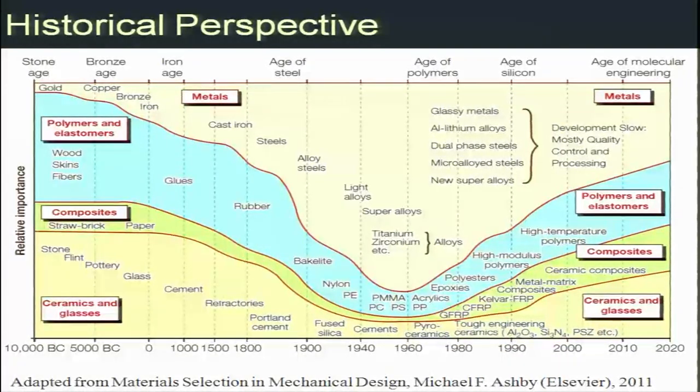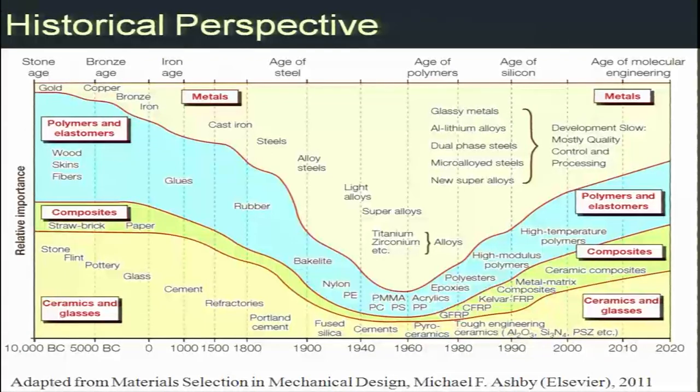Earlier we were limited to stone, glass, cement, refractory, etc. The 60s gave rise to pyroceramics, which means ceramics which could be used at high temperatures, and toughened ceramics, and their importance has increased over a period of time. And man also started developing a lot of synthetic polymers, and these synthetic polymers gave rise to an array of applications which are basically polymer based, because polymer is a light material.